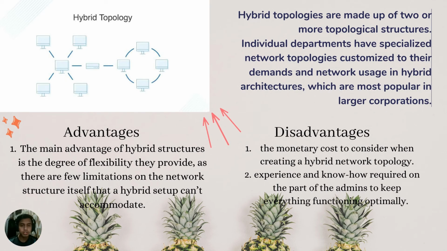Next is hybrid topology. Hybrid topologies are made up of two or more topological structures. Individual departments have specialized network topologies customized to their demands and network usage in hybrid architectures, which are most popular in larger corporations. The main advantage of hybrid structure is the degree of flexibility they provide, as there are few limitations on the network structure itself that a hybrid setup can accommodate.